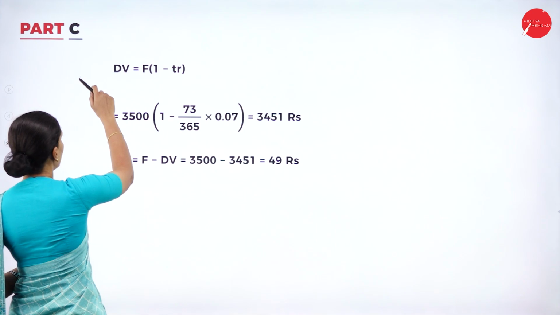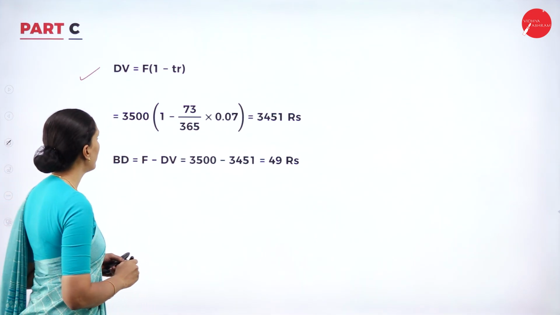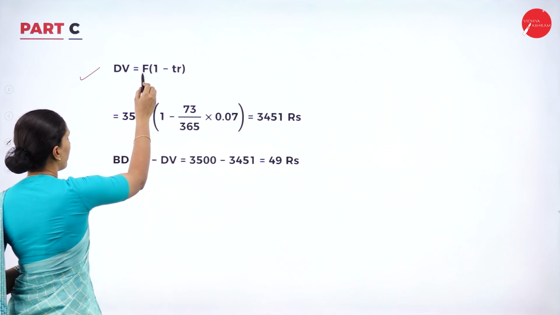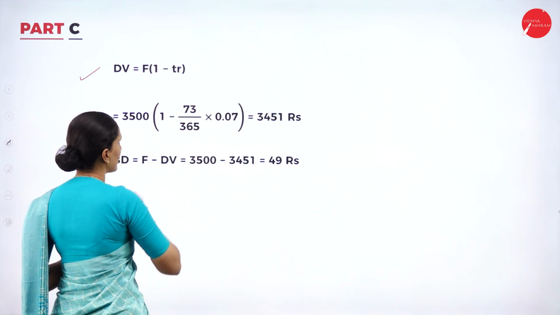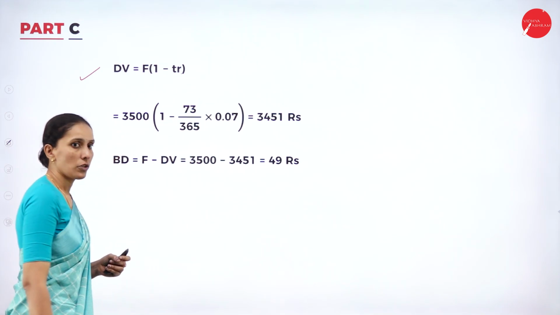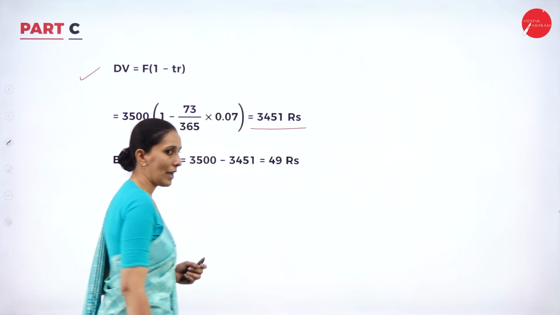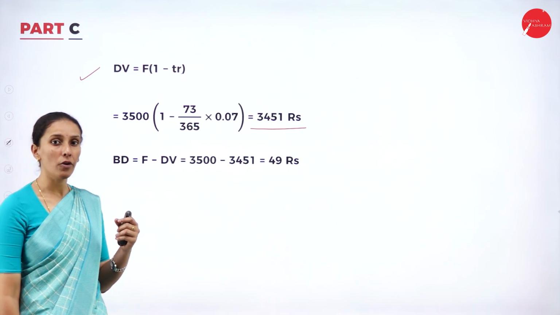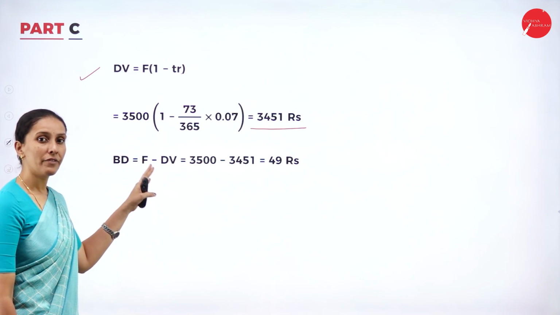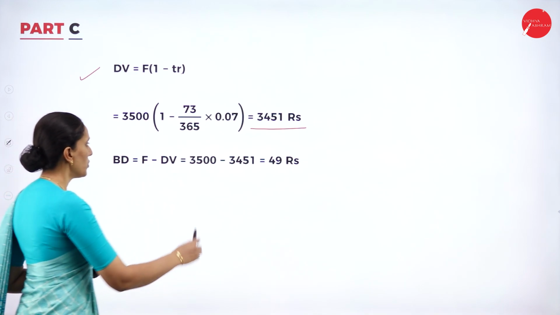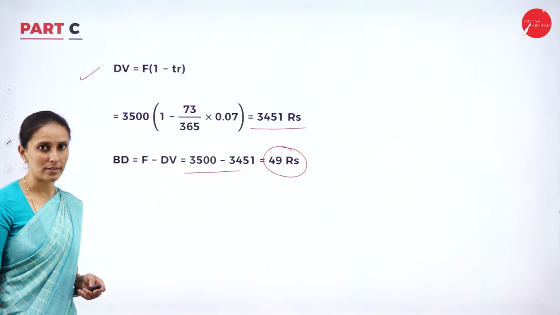Now, let us find discounted value of the bill. Discounted value of the bill is given by the formula F into (1 minus TR). So, face value is 3,500, 1 minus time is 73 by 365, R is 0.07. So, when you do the simplification, you will get the discounted value of the bill as 3,451 rupees. The next thing is we can find banker's discount. Banker's discount is always face value minus discounted value. So, when you take the difference, you will get rupees 49 as banker's discount.